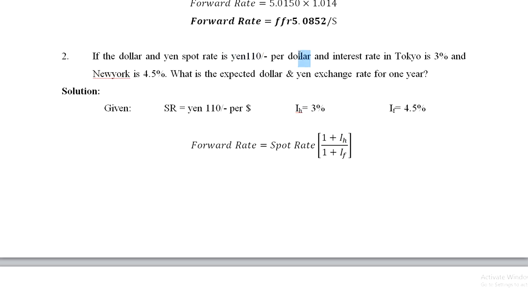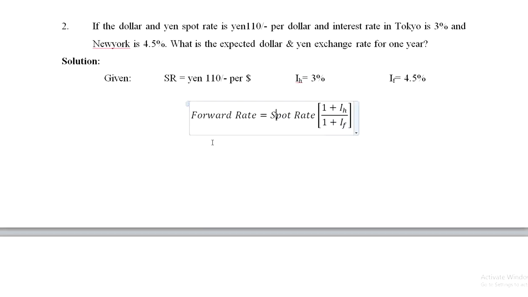In order to purchase one single dollar, a Japanese citizen should pay 110. So interest rate in Tokyo, the capital of Japan, hence interest rate in Japan is 3%, that is the home country interest rate, and in New York it is going to be 4.5%. The information has been given over here and the formula is here. I want you to solve it on your own, hence I am going to leave this here itself. I want you to solve it in your notes before the class starts.